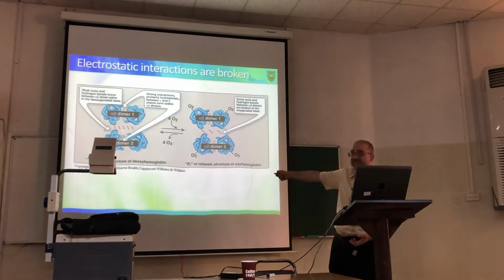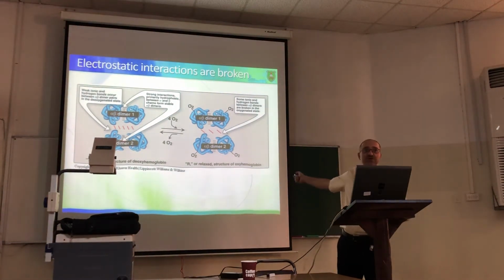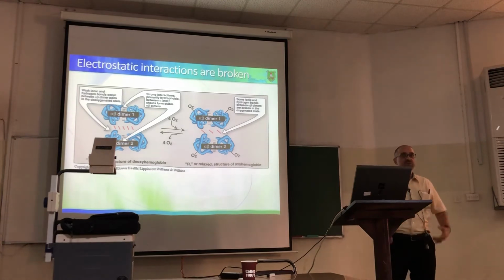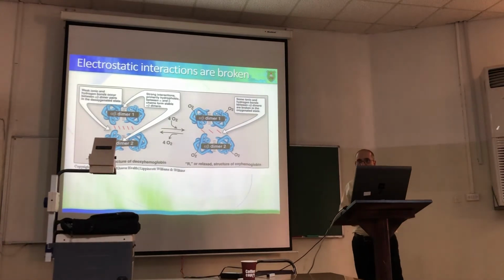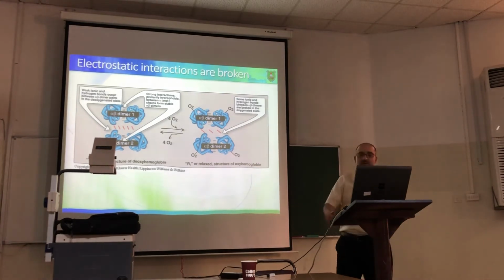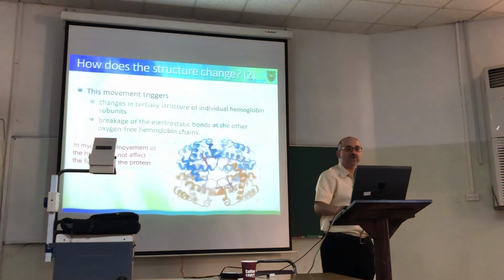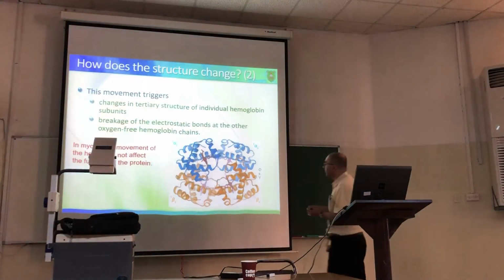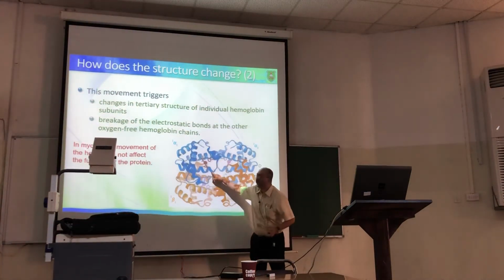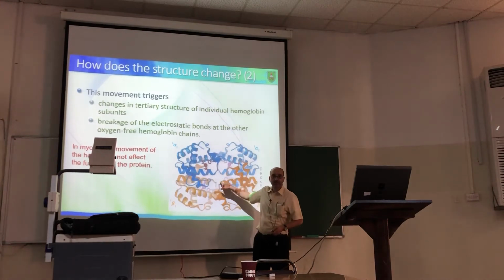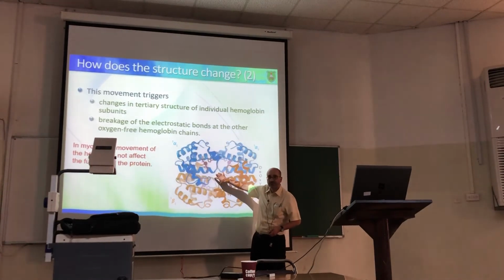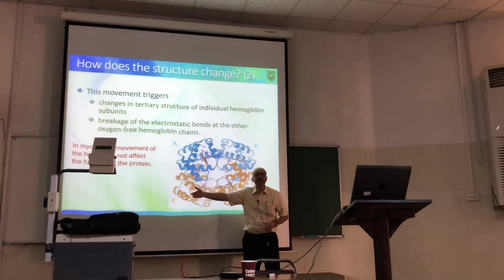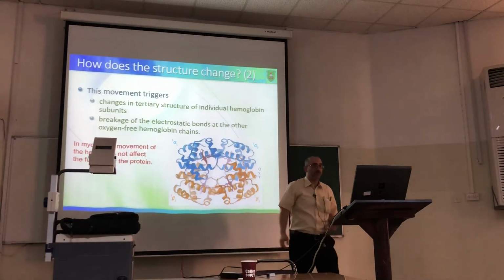So that changes the T state, the T structure, to the R structure, to the relaxed structure, the high affinity structure. So it's all about electrostatic interactions that take place in the middle, in the center of the hemoglobin molecule. So we're talking about changes that take place right here in the center. Okay? When you have less electrostatic interactions in here, that leads to this transition from T to R.